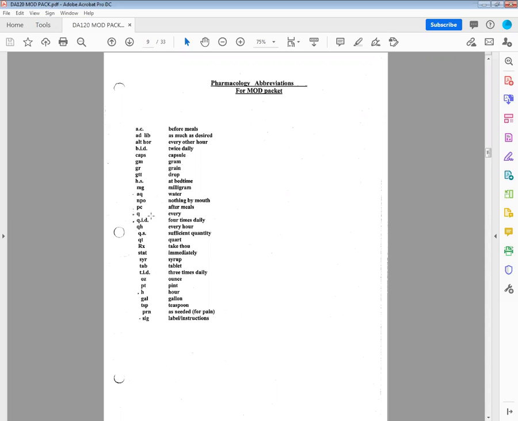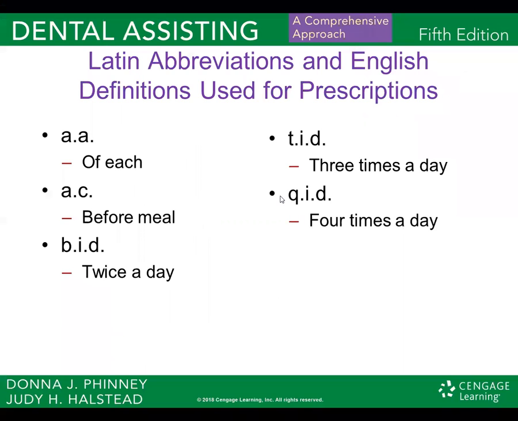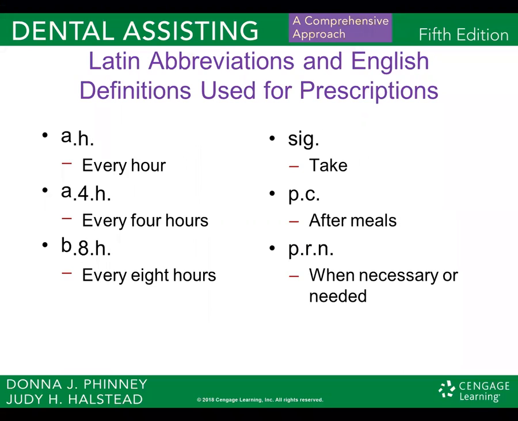The other one is Q means every. So if you're going to say every 4 hours, it would be Q dot 4 dot H dot, actually, I believe. So this is in your mod packet. You can study these terms. It's also in this PowerPoint that you have access to under the modules tab. So you'll need to study these as well.